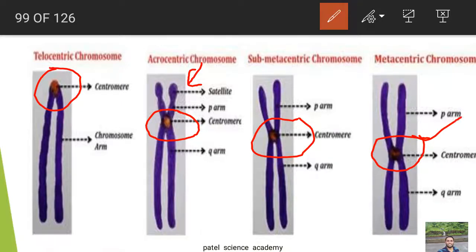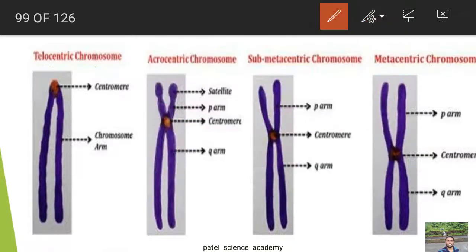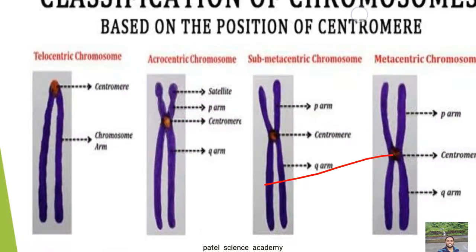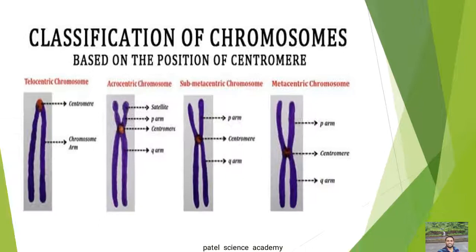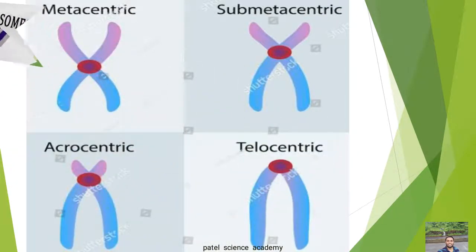If centromere is located at the center, it is called metacentric chromosome. If centromere is located some distance away from the center, this is called submetacentric chromosomes. If this centromere is nearer to the tip, it is called acrocentric chromosomes, and if this centromere is present at the tip, it is called telocentric chromosomes. So these are the four types of chromosomes on the basis of the position of centromere. So dear students, this is about these four types of the chromosomes.